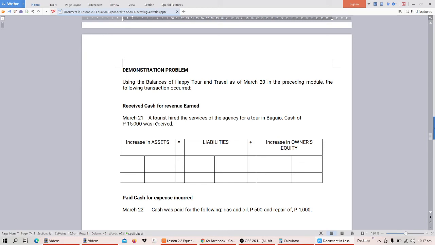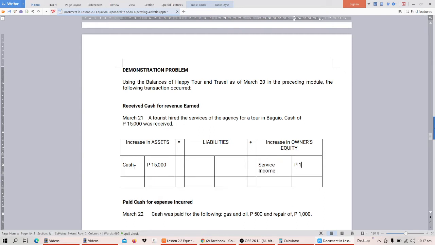So a tourist hired the services of the agency for a tour in Baguio. So cash of 15,000 was received. So there will be an increase in asset amount to 15,000. Okay. There are no liabilities. And at the same time, there will be an increase in your owner's equity in the form of service income. Okay. So 15,000.